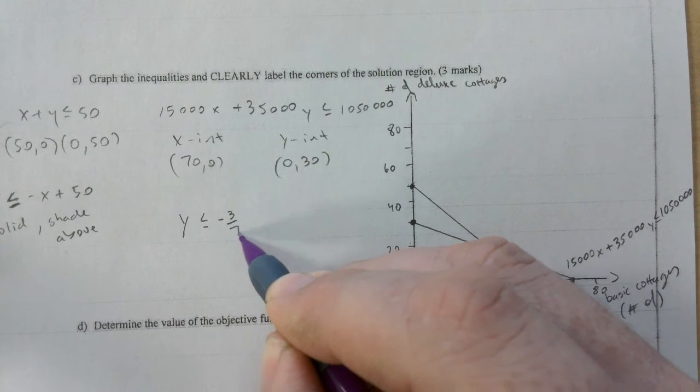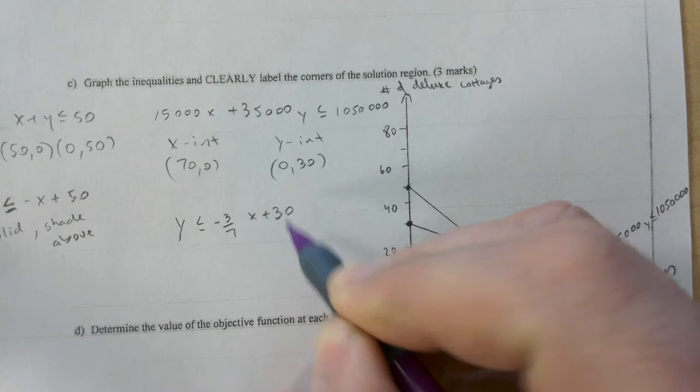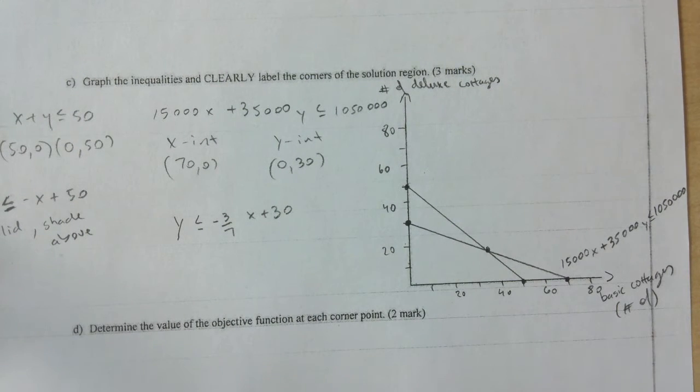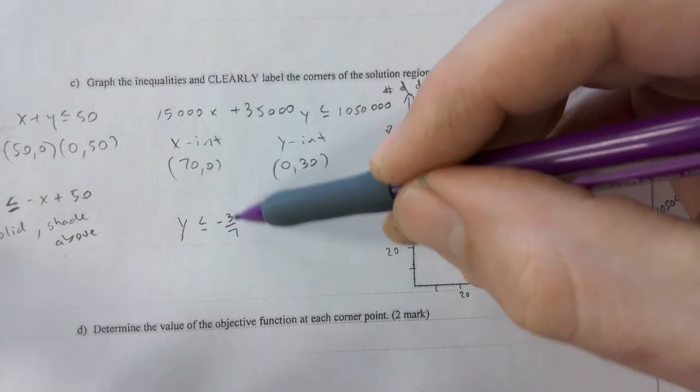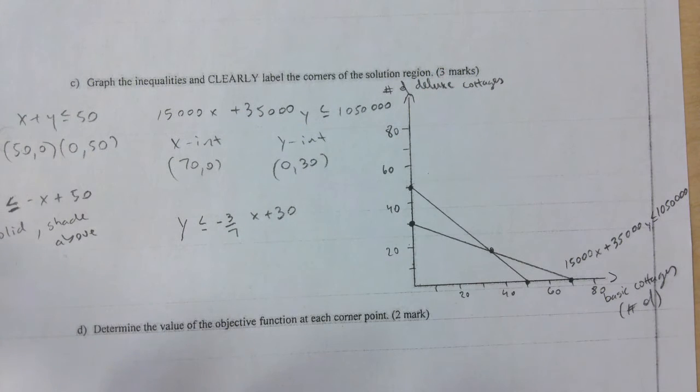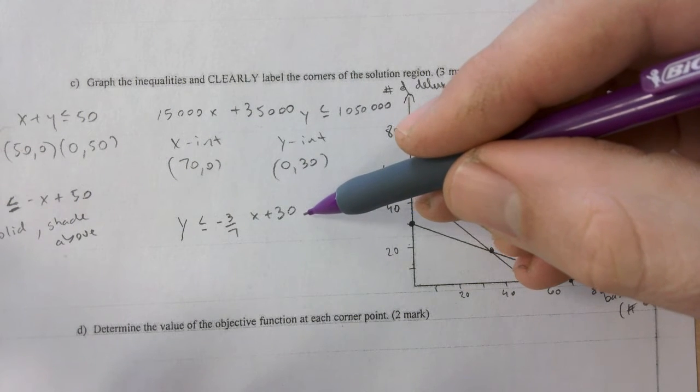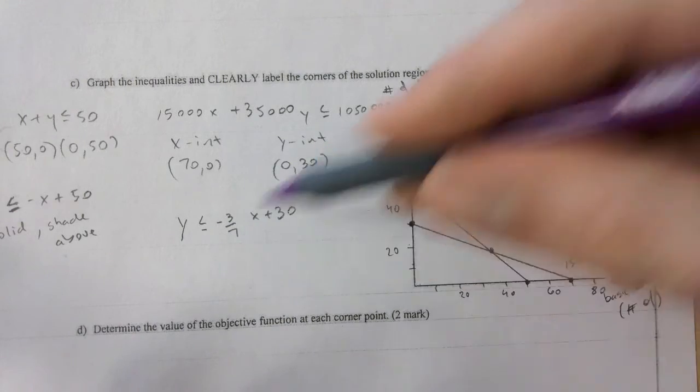reduce, -3/7x plus 30. Now, before you have a heart attack, you're like, I don't have that. This is probably the same. I just reduced it, okay? So if you get the same answer, then you'll be fine. So don't worry about it too much. I don't need you to reduce, okay?